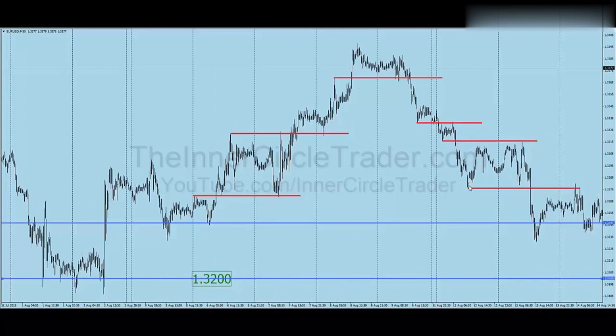Price trades down, finds some support. If you just look over here where price starts to take off in here, this little pause or consolidation, it bounces right at that same point.